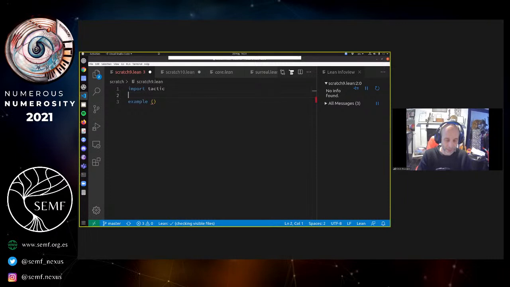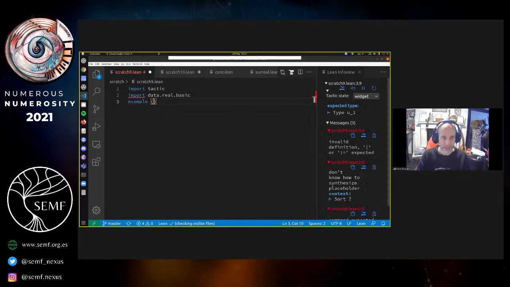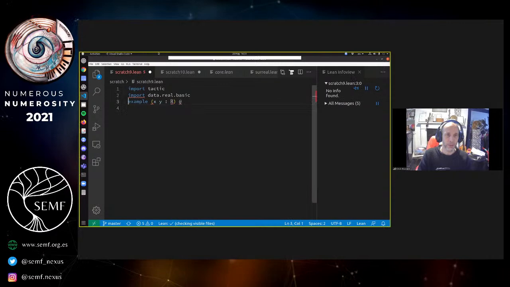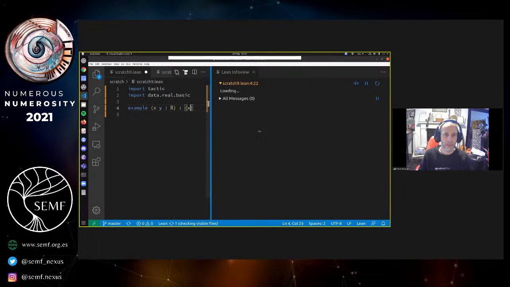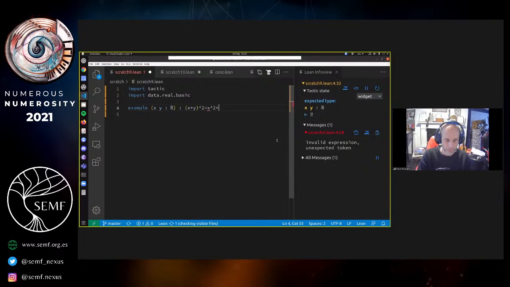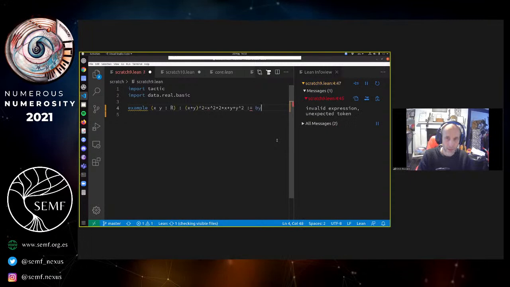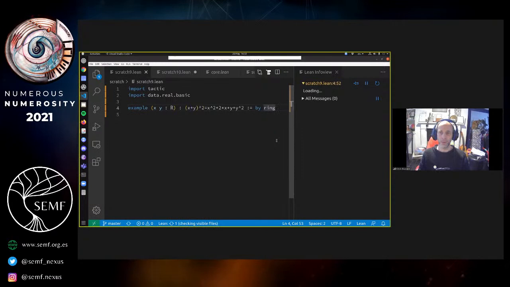Let me show you something scary. So x and y are real numbers. Let's prove that x add y squared is what you think it is. x add y squared equals x squared plus 2 times x times y plus y squared. And there we go. So there's a little AI that does that for us, a little good old-fashioned AI, the ring tactic.